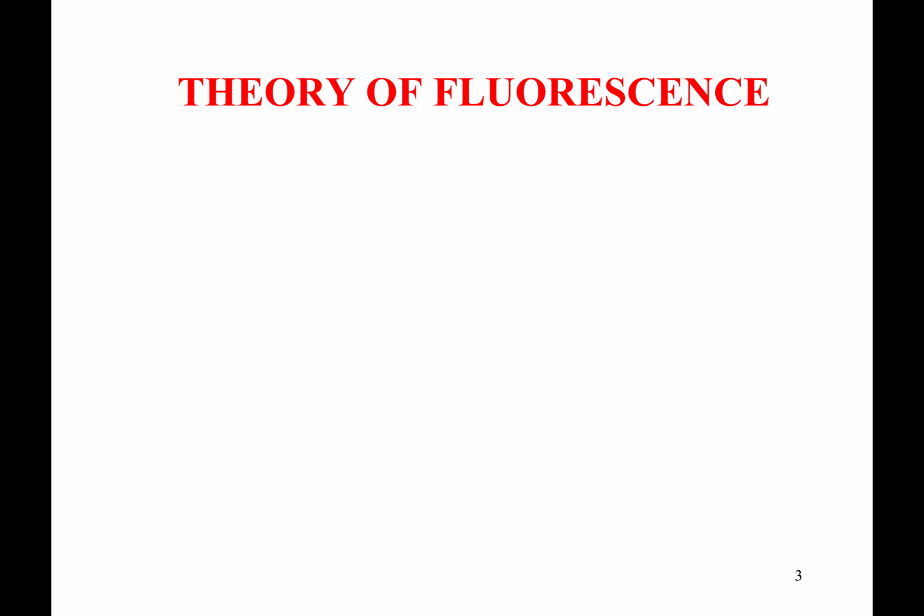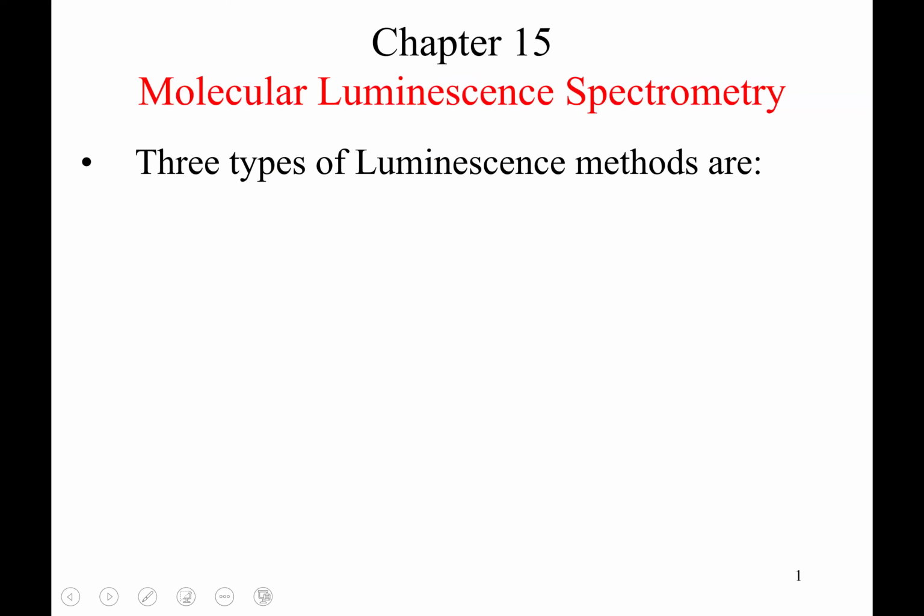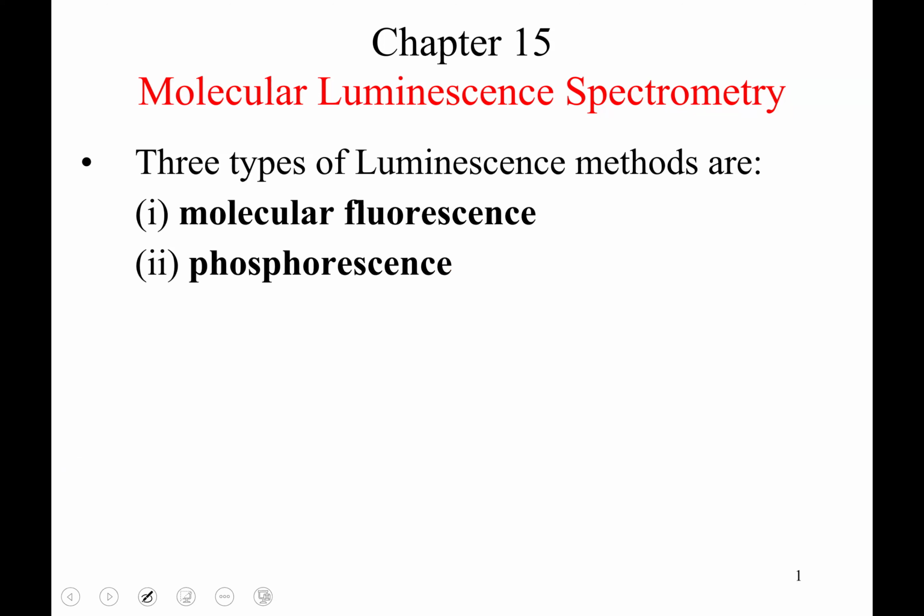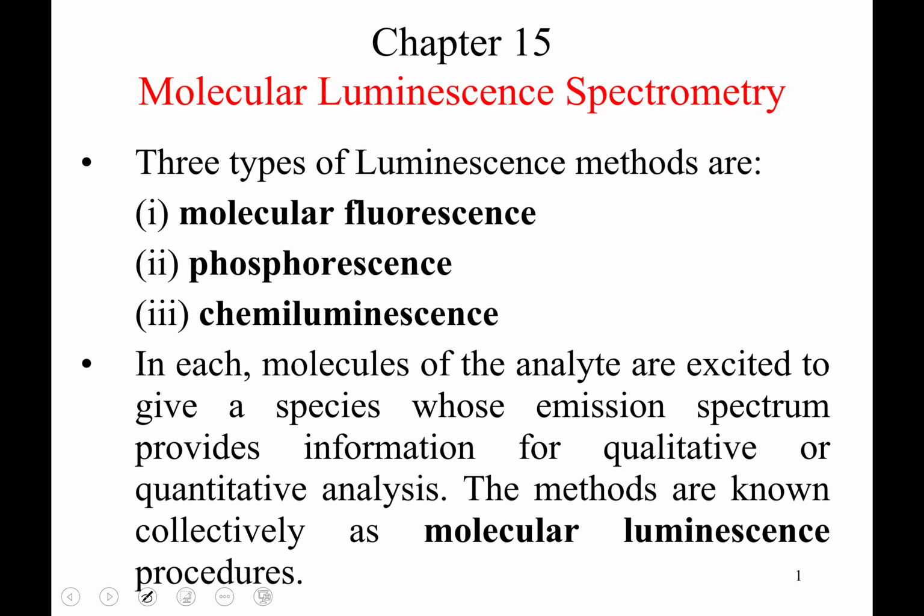So remember, in this chapter, we are dealing with three things here. We are dealing with luminescence, molecular luminescence spectroscopy. And so there are three types of luminescence methods. What are they? Molecular fluorescence is a luminescence method, phosphorescence, and chemiluminescence. These are the three types of luminescence methods. Let's go into the details of these.